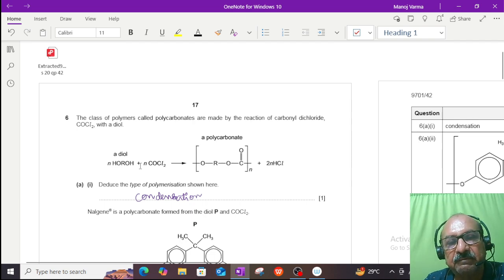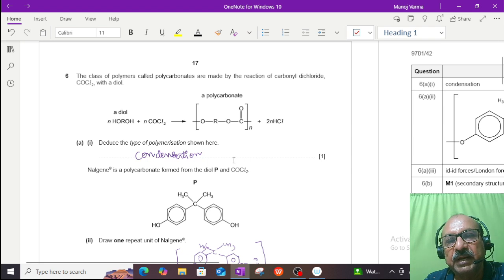So we have at one end an O which will be further polymerized with the other part, and on the other end we have this O joining with this CO, and this unit will be further polymerized. This is how a polycarbonate is made. So deduce the type of polymerization shown here. Obviously it is a condensation polymerization.